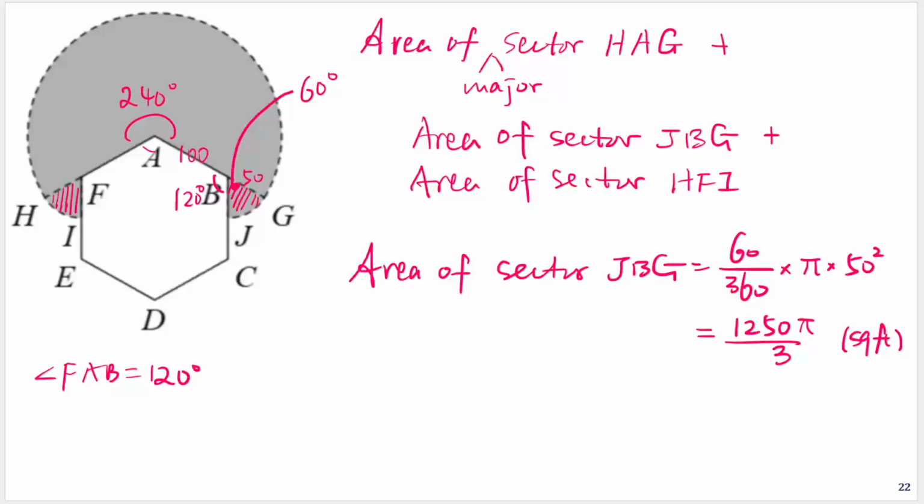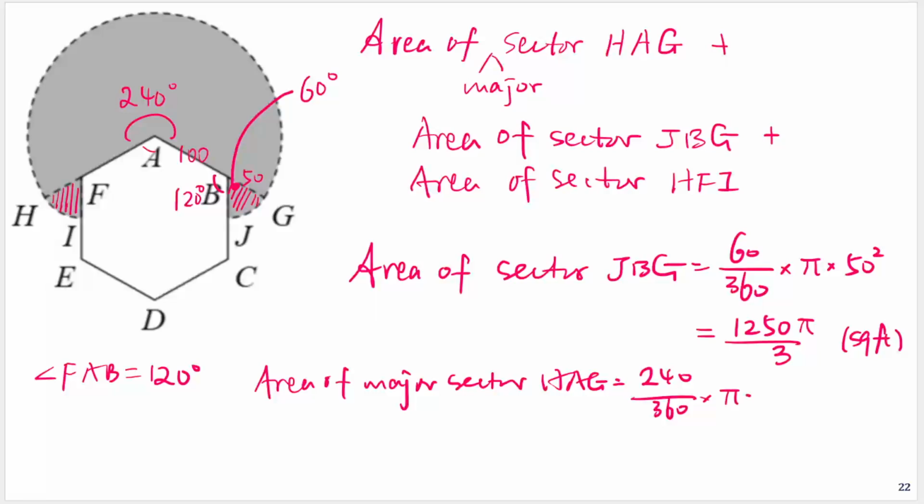So the area of major sector HAG is 240 over 360 times pi r squared. In that case, r is 100 squared, oh sorry, this should be 150 squared, not 100. So eventually you have 15000 pi square feet here, right?